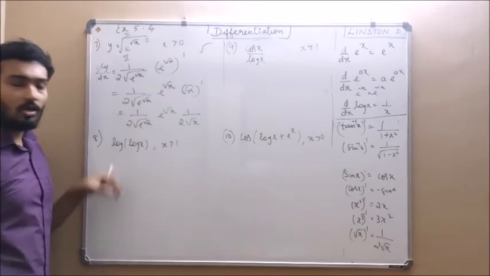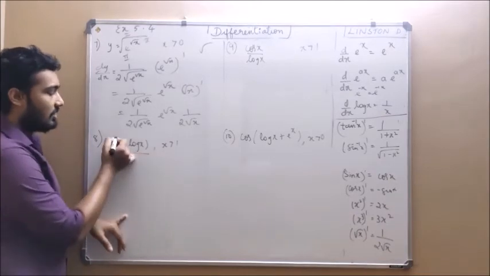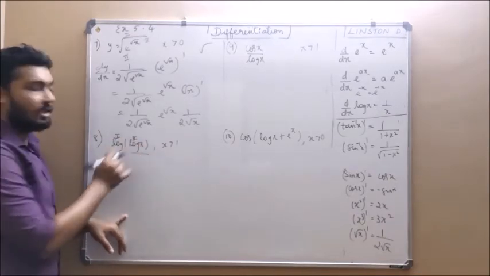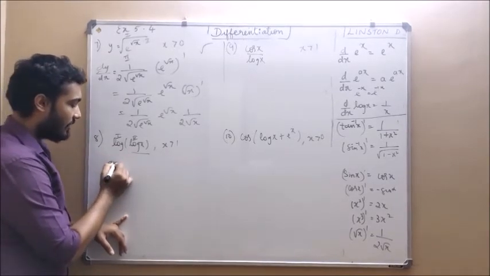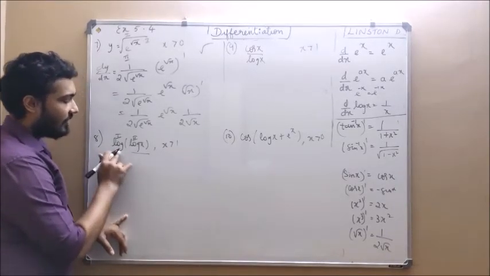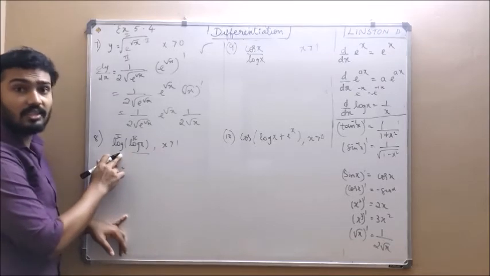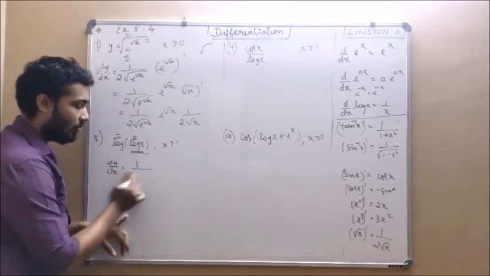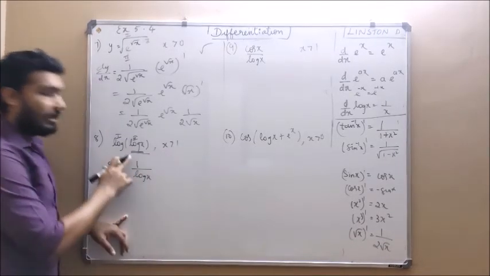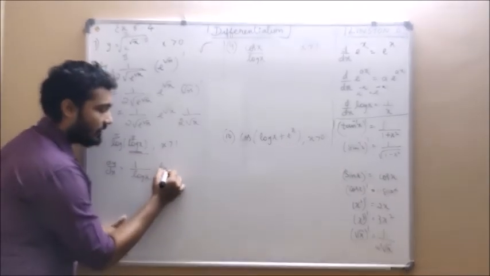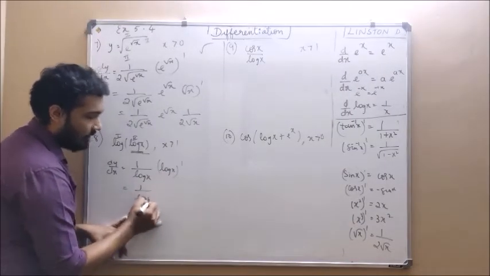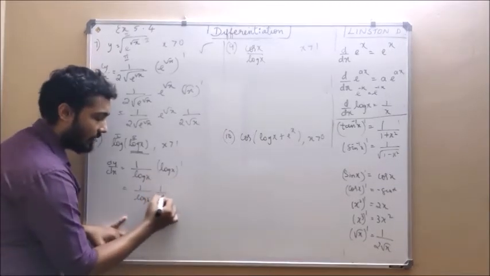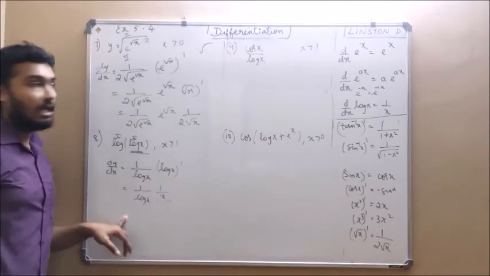Next, differentiation of log of log x. This is a composite function. First function, second function. Log, there is log x inside log. So differentiate: dy by dx equal to differentiate log. What is differentiation of log x? Differentiation of log x is 1 by x. So 1 by log x. Next we have to differentiate log x. So it is 1 by log x into differentiation of log x, which is 1 by x. So this is the answer.